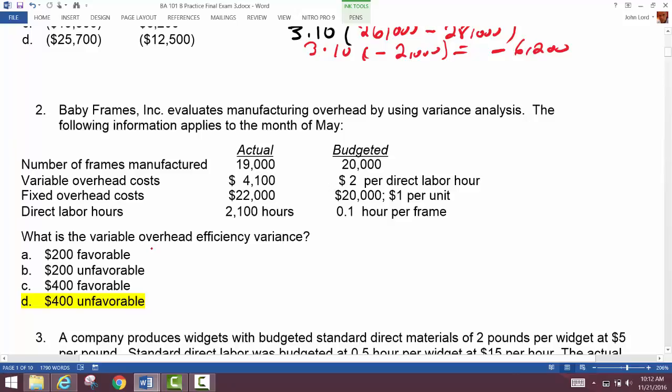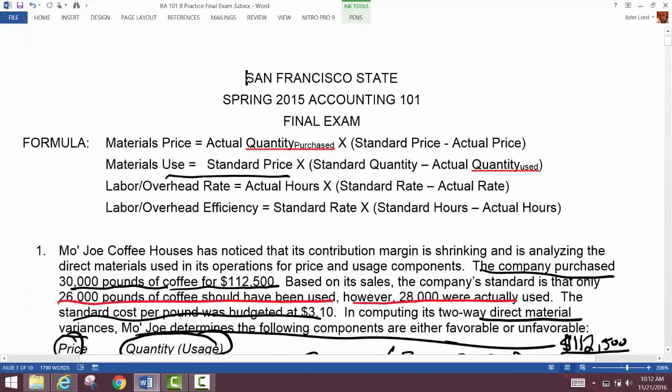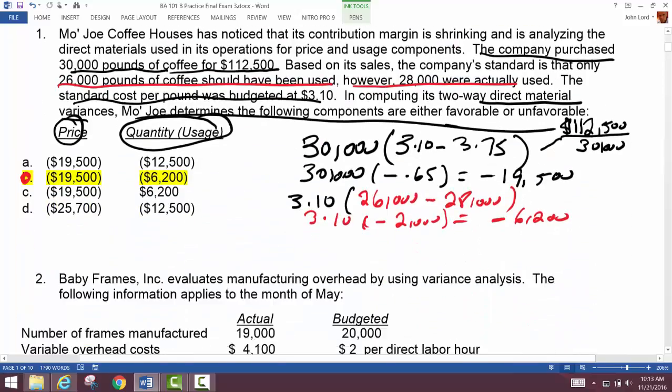Now we've got the overhead efficiency variance. You can see it, and again, you'll have this on the top of your page. I'll just put it on the first page because I don't want to turn the test into a 90-page test to print it on every page. But you'll have to turn back to the first page. Efficiency variance for our overhead is the standard rate times standard hours minus actual hours, right?